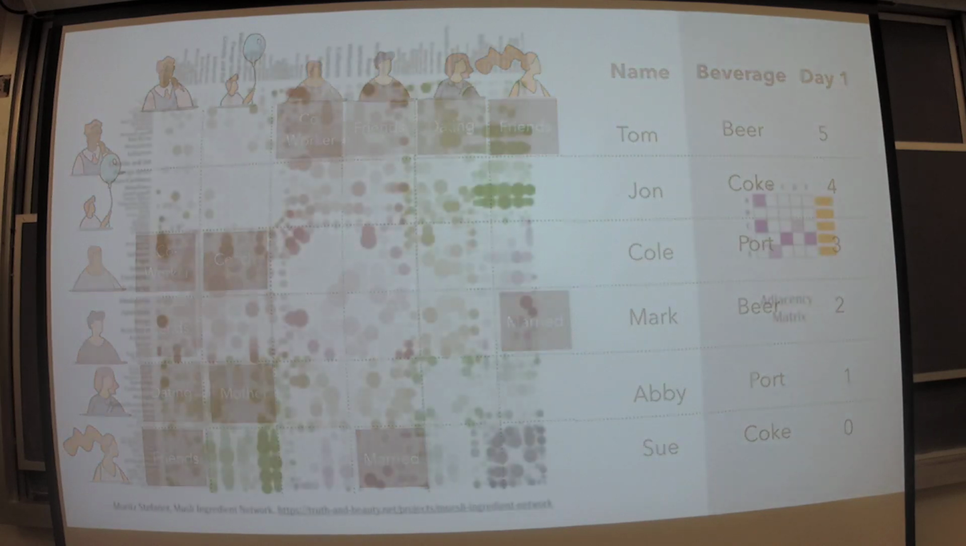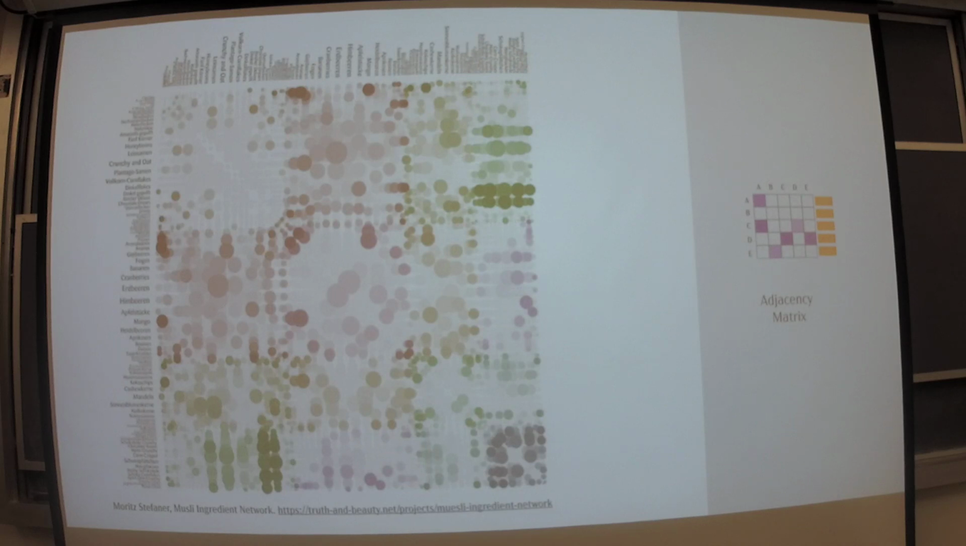Here's an example of an adjacency matrix in the wild. This is from Moritz Stefaner. If you haven't heard of him, he does some really cool stuff. These are cereal ingredients. And how often do they co-occur? And then he clustered them by types, sweets, nuts, and so forth. And you can kind of see how those are organized. And the size of that circle that's in the edge cell is how often that particular combination happens in cereal. And so that's for the edge attributes.